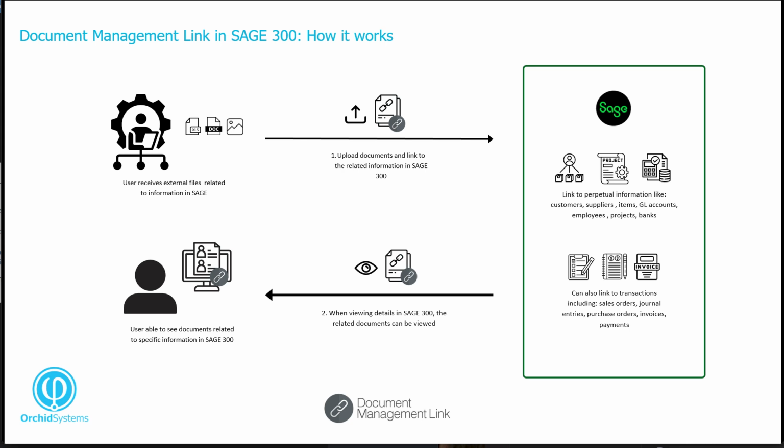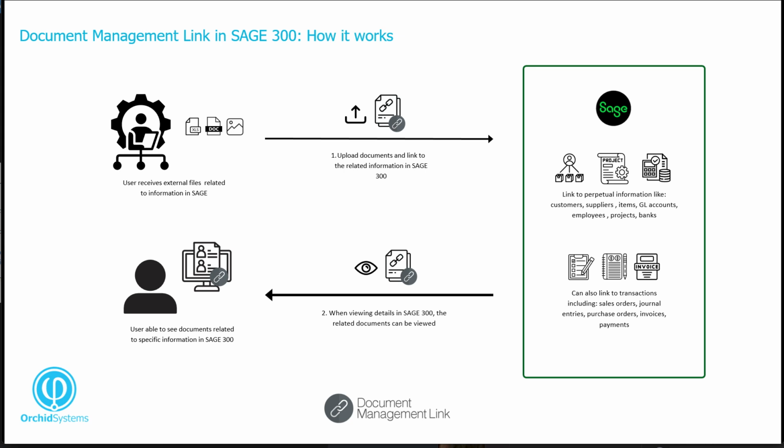That can apply to perpetual information like customer, EFT, direct debit mandates, supplier contract, supplier terms, items, GL account long description, employees, projects, banks. It can also apply to transactions, including sales orders, journal entries, purchase orders, invoices, payments.